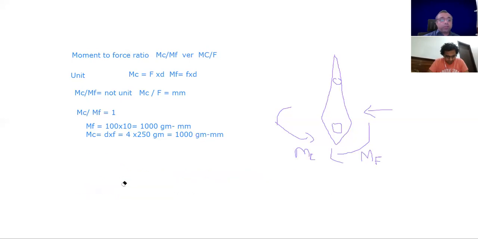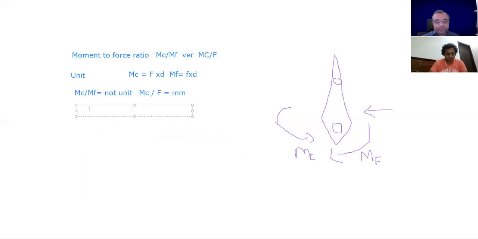Now the last scenario is, what is the last scenario, Hassan? You have to tell me. Moment of couple, MC or MF, should be more than 1. Greater than 1, right? Because previously it was equal to 1. Yes, it's greater than 1.